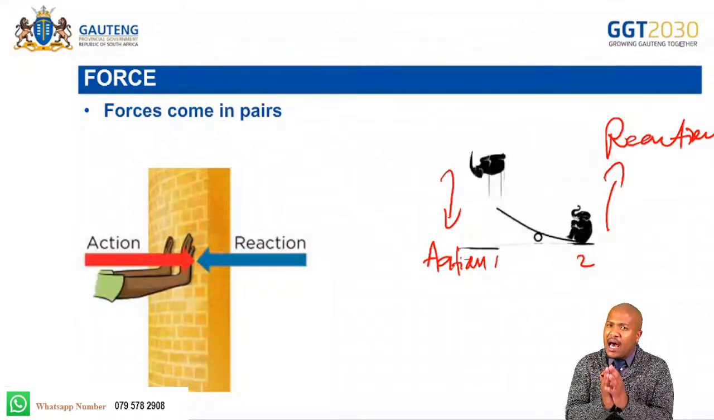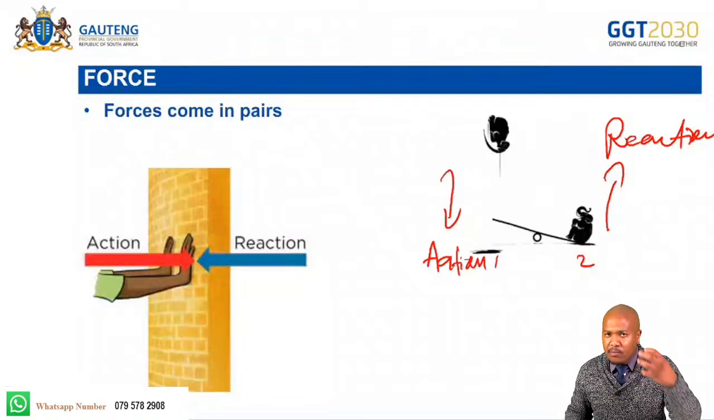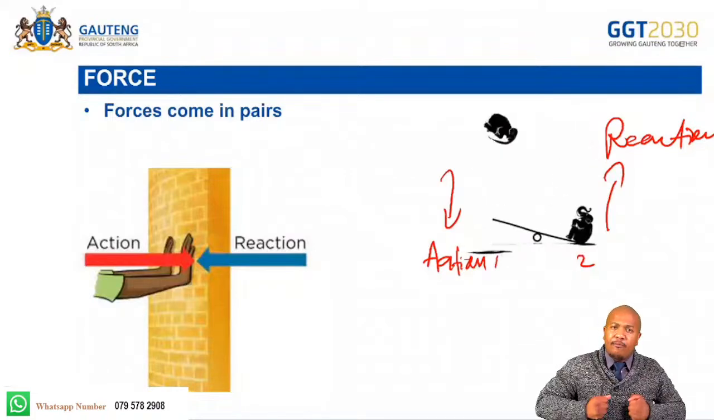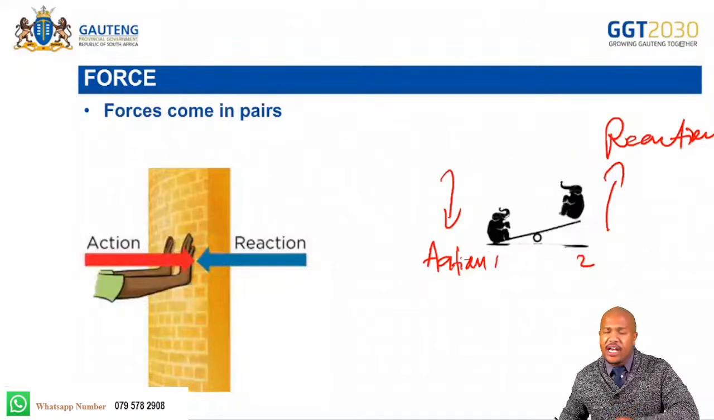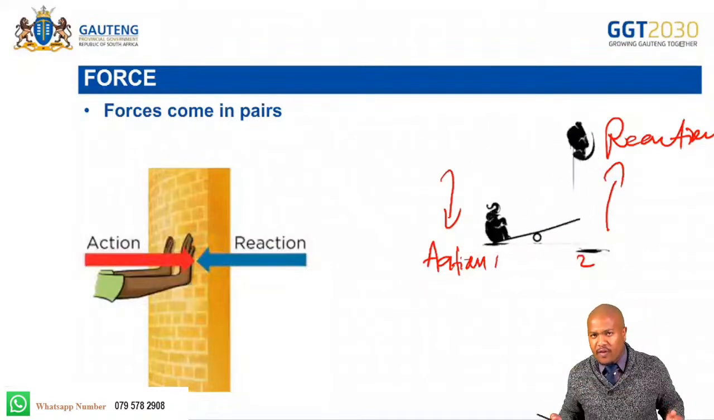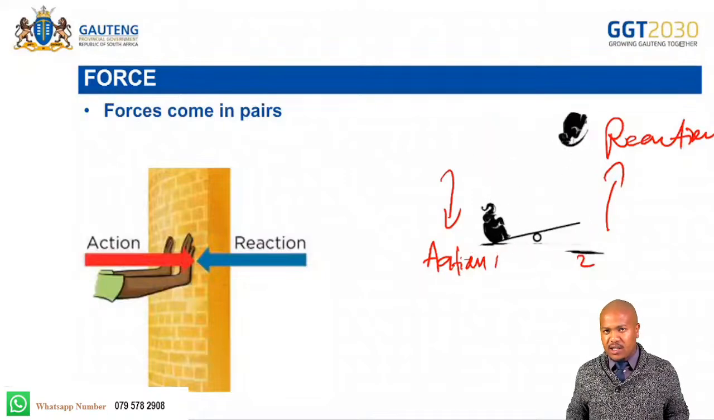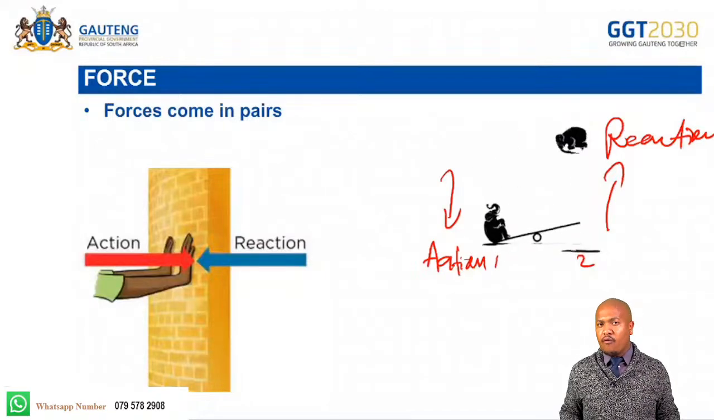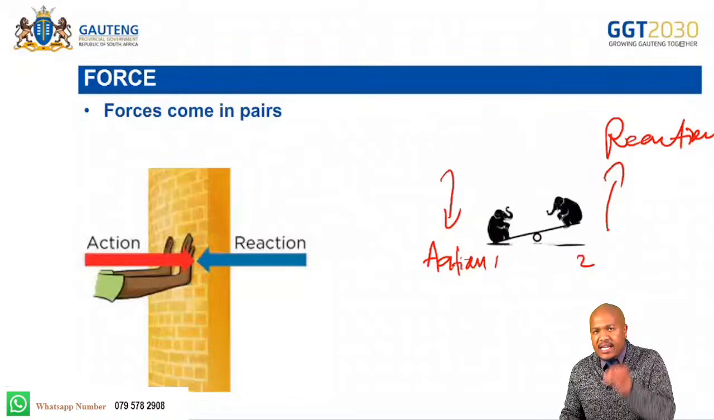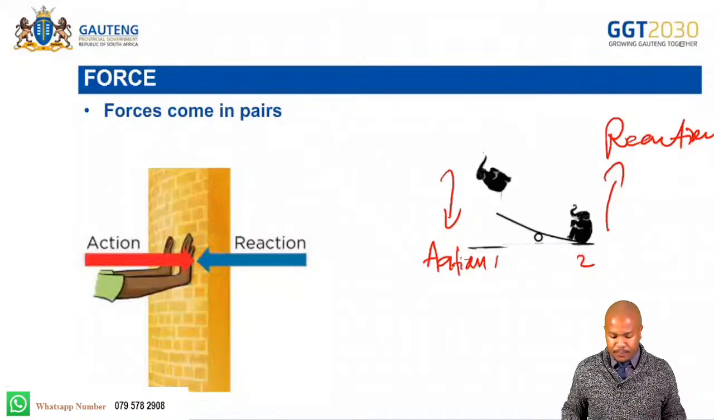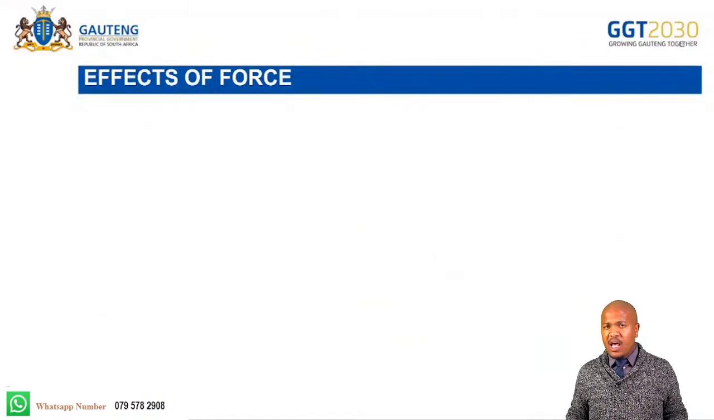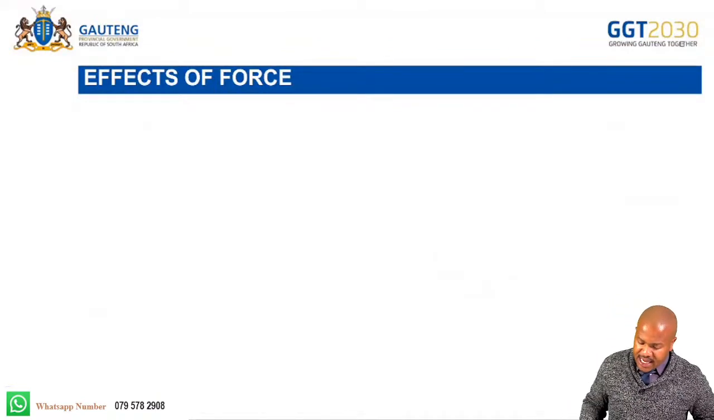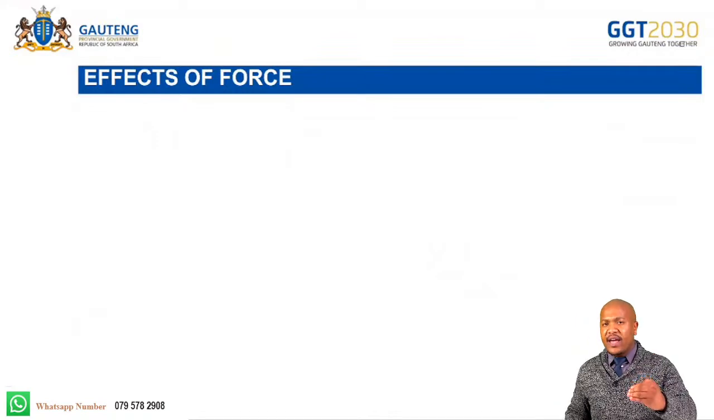and that is the reaction from the action that is applied by elephant one. So forces come in pairs and they act in pairs. For your action of pushing, there's going to be a reaction of the object moving or not moving. Are we together? Resisting the move. So there's going to be a reaction after an action, showing that forces act in pairs. So now, hence we see that we're going to talk about effects of forces.